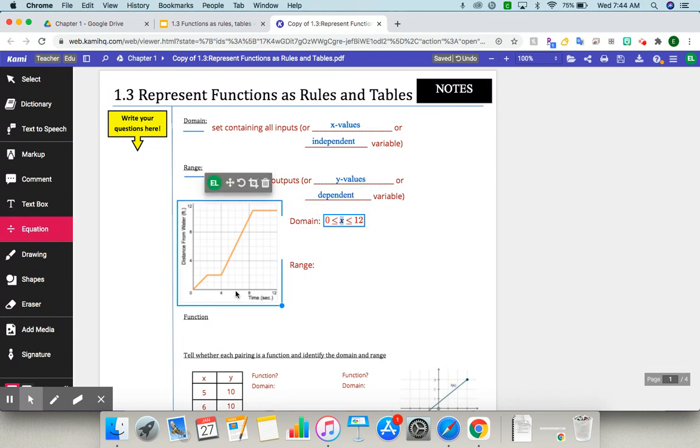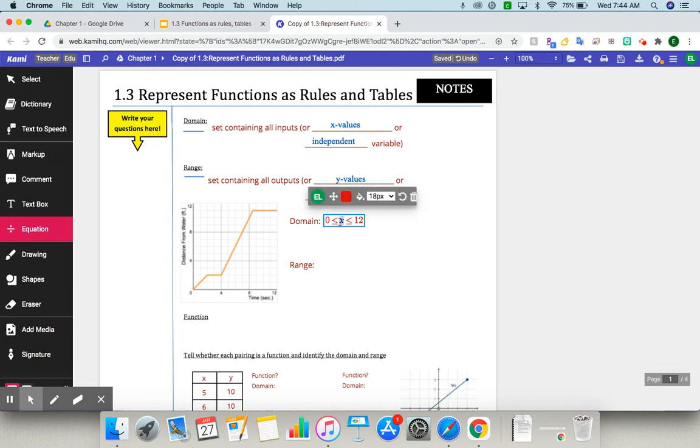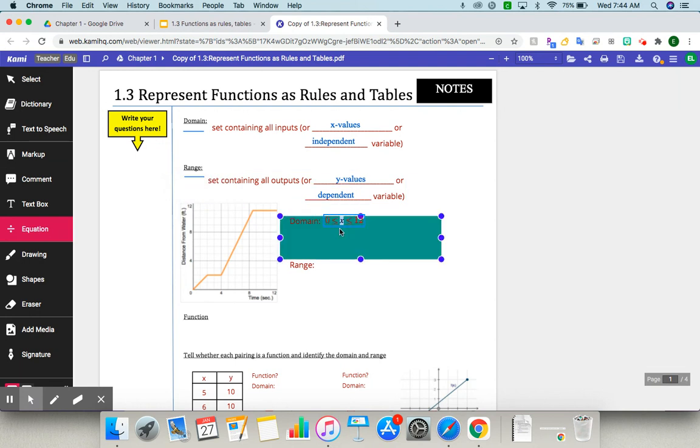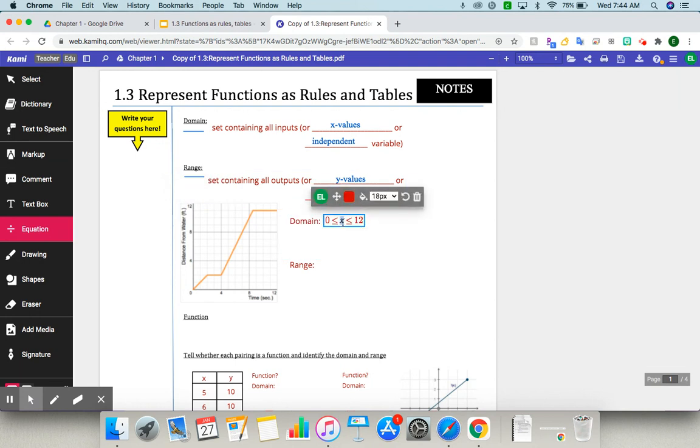We can't include any values outside of those numbers. So for example, we see the number 4 is an input. 4 does fall in between 0 and 12.